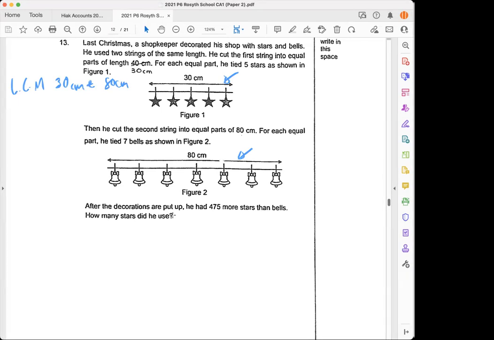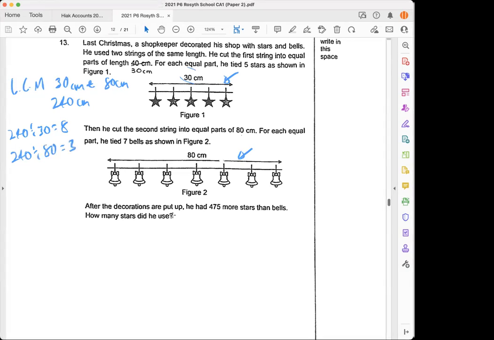To shortcut this process, I think of the lowest common multiple of 3 and 8, which is 24. Because there's a 10 here, 24 times 10 is 240. So the lowest common multiple of 30 and 80 is 240. How many star strings are there? The smallest group will be 240 divided by 30, so there will be 8 star strings. How many bell strings? It will be 240 divided by 80, so there will be 3 bell strings.